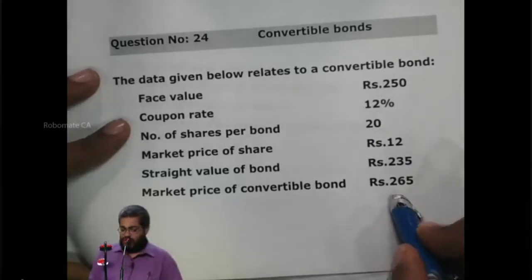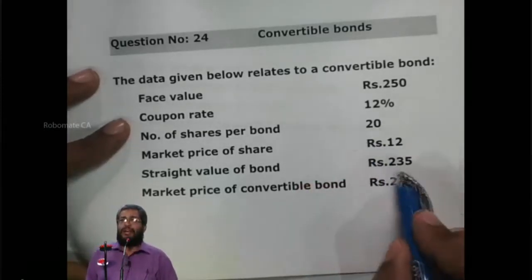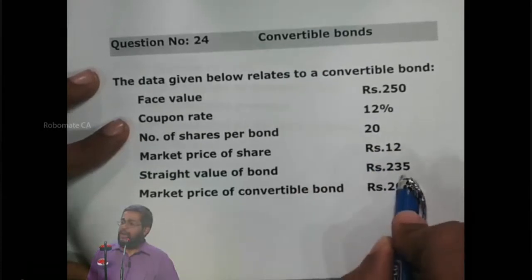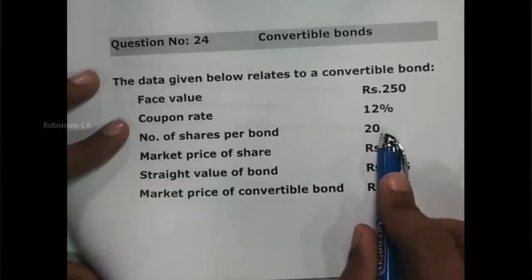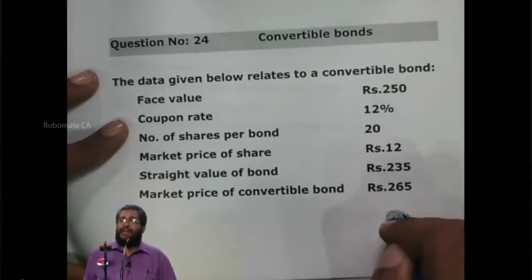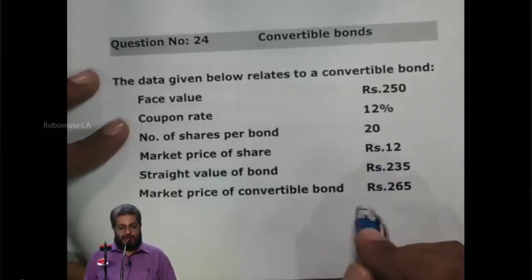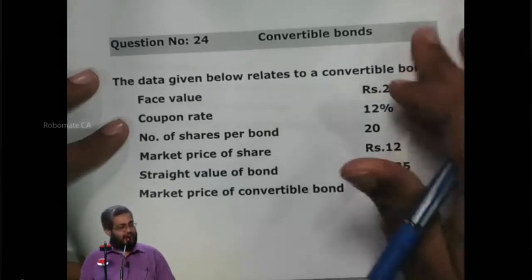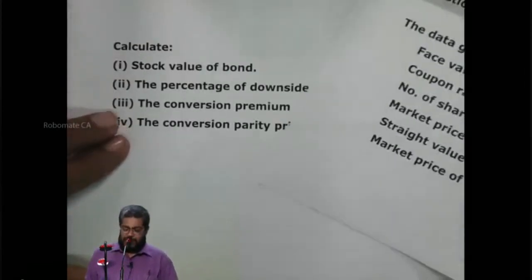Are you following? So the 20 shares, if I buy through the convertible bond route, I have to pay 265. If I buy the share as it is, I have to pay 240. What is the extra 25? It is the premium I pay for the conversion option which I am having. Right or not? It is called the conversion premium.